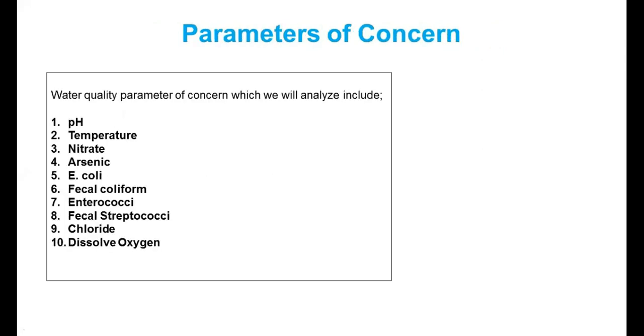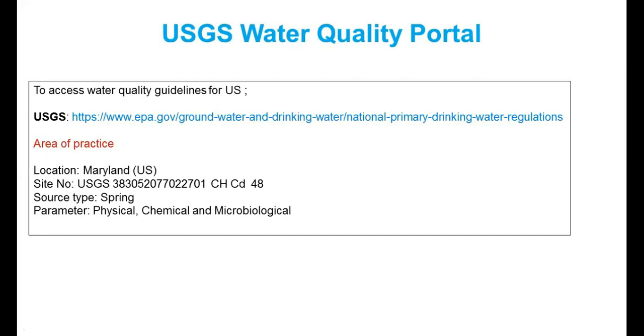And then we have parameters of concern, which are pH, temperature, nitrate, arsenic, E. coli, fecal coliform, enterococci, and then fecal streptococci, and then chloride and dissolved oxygen. So normally for analysis, we cannot use just one result, or maybe we just want to compare the result with one standard. So we are using two standards. We are using the standard of the country and the WHO standards.